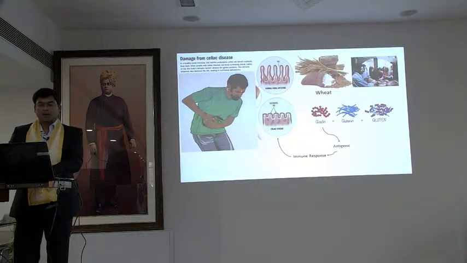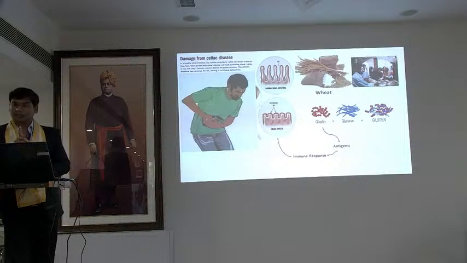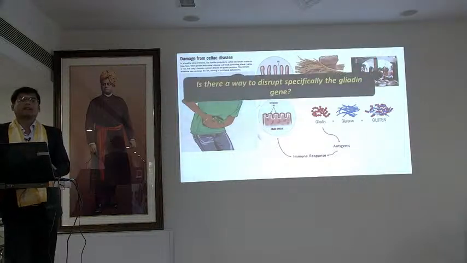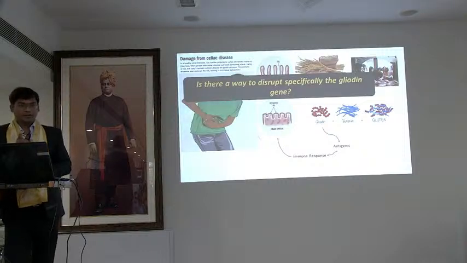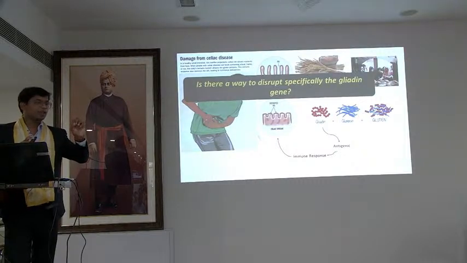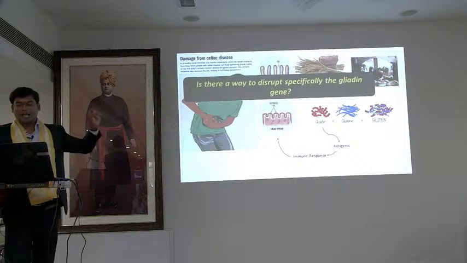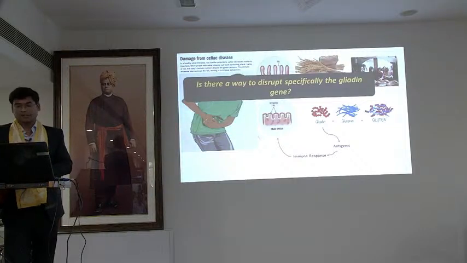Okay, so what do you understand here? The problem or culprit is which protein? Gliadin. Yes, glutenin does not have any problem. This is a question to you: is there a way to disrupt specifically the gliadin gene? As I said, protein is produced from a gene. So if we can specifically disrupt the gliadin gene, the gliadin protein would not be produced and your allergic problem is solved. This is the hypothesis.